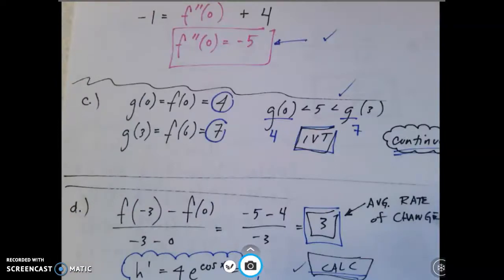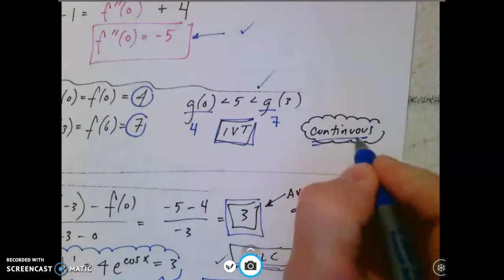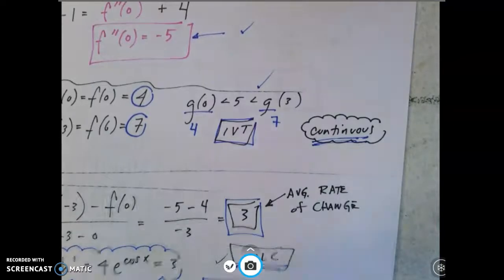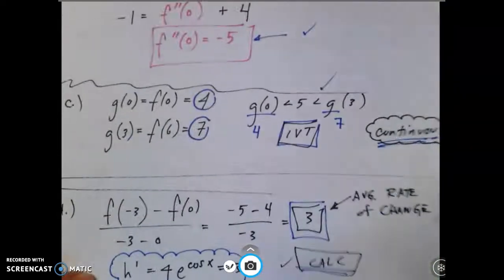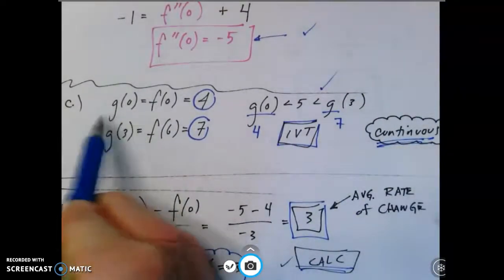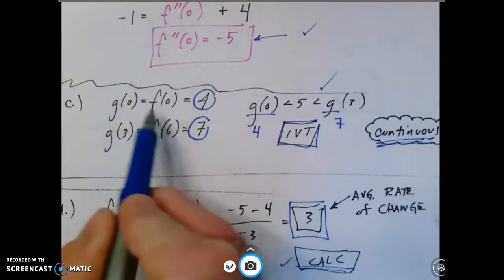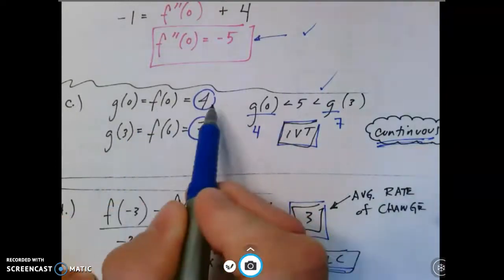Part C is, is there a value where we can guarantee that g of c between 0 and 3 will give us 5? Well, that means the intermediate value theorem. So we need to determine that it is continuous. Because it's twice differentiable, it is continuous. We need to mention that. We then evaluate g at 0. Well, g of 0 is f of 0. So we just plug in the number 0 and get that. We know that to be 4.